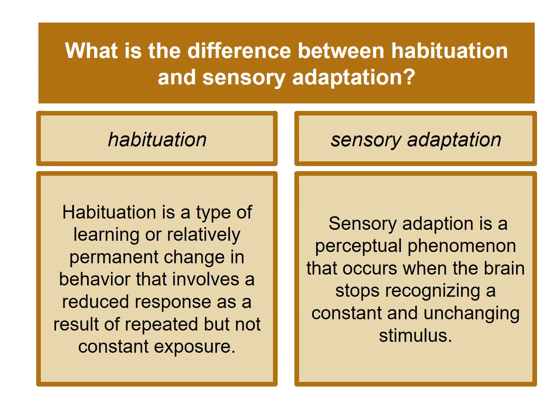So how do those two things differ? Habituation is a type of learning, or relatively permanent change in behavior, that involves a reduced response as a result of repeated but not constant exposure, whereas sensory adaptation is a perceptual phenomenon that occurs when the brain stops recognizing a constant and unchanging stimulus, such as a strong smell.